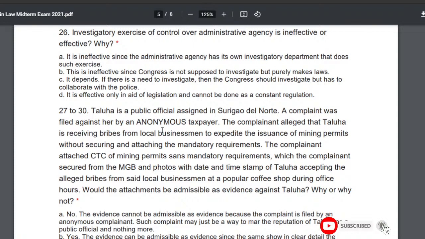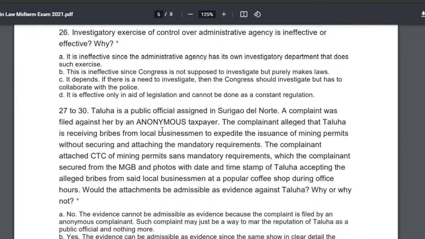Number 27 to 30. Taluha is a public official assigned in Surigao del Norte. A complaint was filed against her by an anonymous taxpayer, Anonym. The complainant alleged that Taluha is receiving bribes from local businessmen to expedite the issuance of mining permits without securing and attaching the mandatory requirements. The complainant attached the certified true copy of mining permits without the mandatory requirements, which the complainant secured from the MGB, and photos with the date and stamp of Taluha accepting the alleged bribes from said local businessmen at a popular coffee shop during office hours.